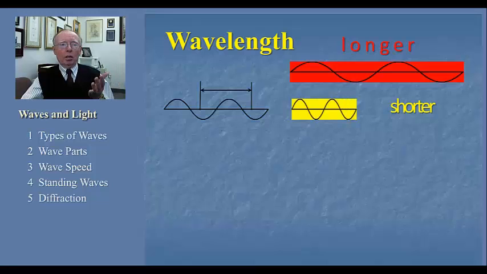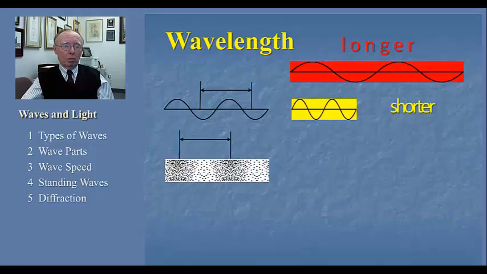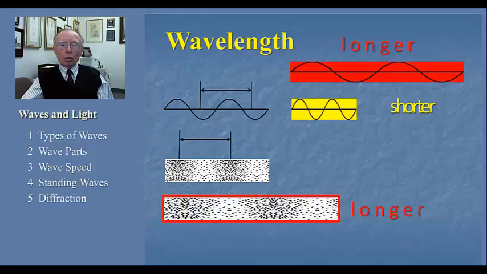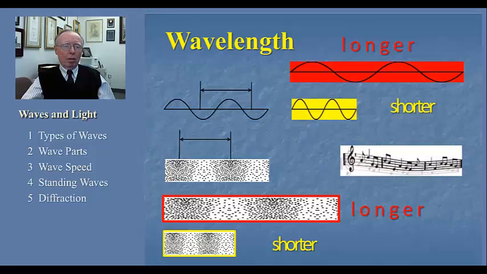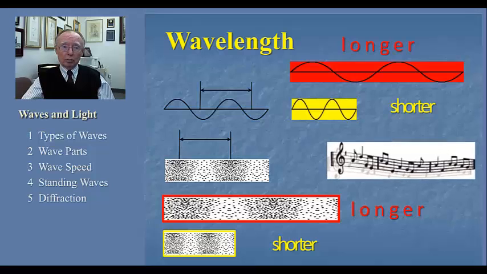For a compression wave, we apply the same principle. Here's the wavelength of a compression wave. If the wavelength were longer, it would be more stretched out. If shorter, it could be more compressed. And since we used sound as an example of a typical compression wave, it's worth knowing that a short wavelength corresponds to a high-pitched sound, while a long wavelength corresponds to a low pitch.